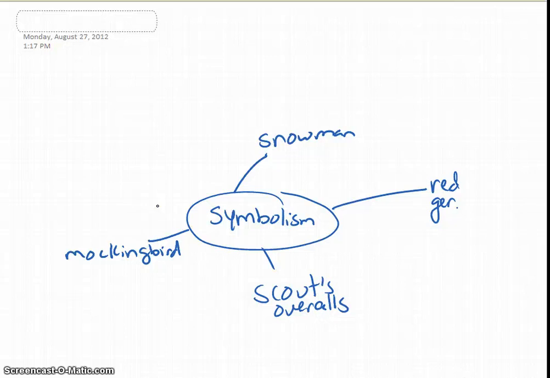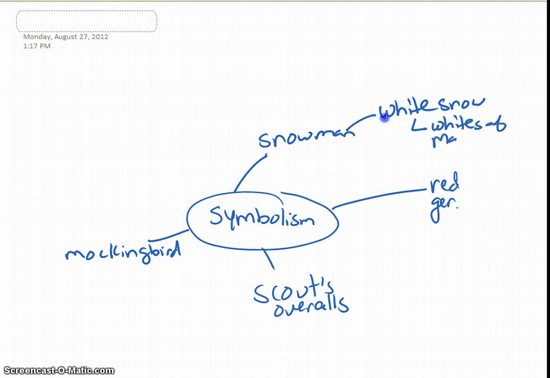This is definitely more for the artistically thoughtful people. However, I have seen some very analytically designed webs that are gorgeous. So here's how you do this webbing. I'm going to go with the snowman. Well, we've got the white snow, and that represents the whites of Maycomb. I've got the black mud, representing the blacks of Maycomb.